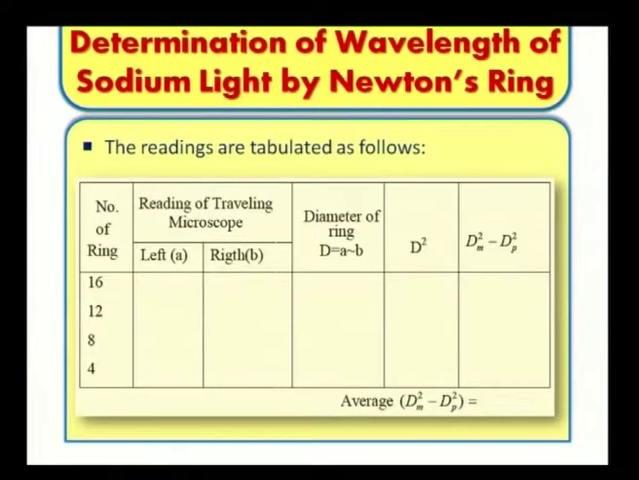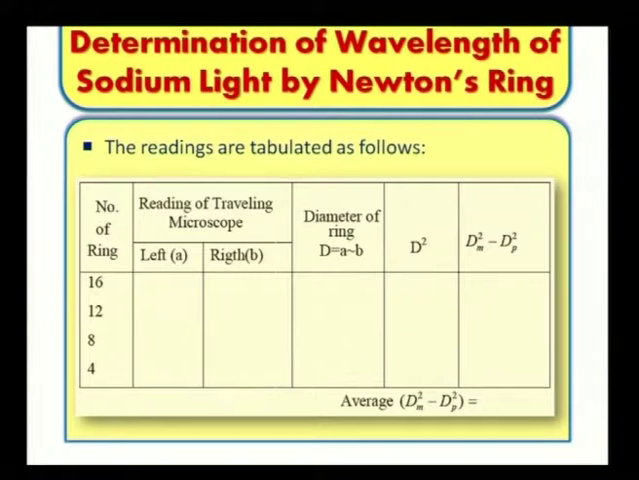Then you have the 12th ring here. The reading that you take on the left side, make the crosswire tangential on the left side, and make the crosswire tangential with the 12th ring on the right side. The difference between these two readings will give you the diameter of the 12th ring. Then similarly for the 8th ring, then the 4th ring. So, the diameters of the various rings, the 16th, 12th, 8th and 4th ring, are all obtained. Then take the squares, d square, then dm square minus dp square.